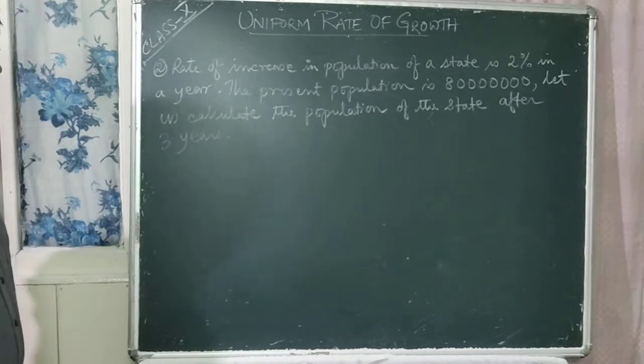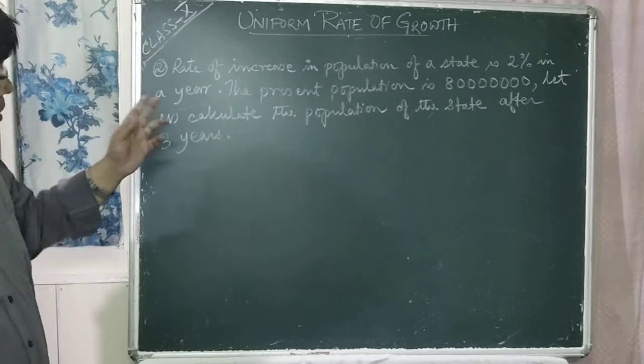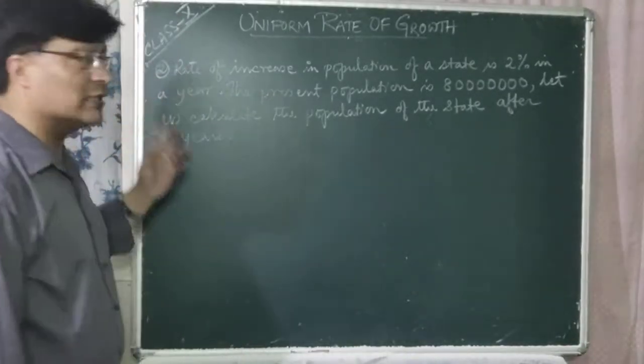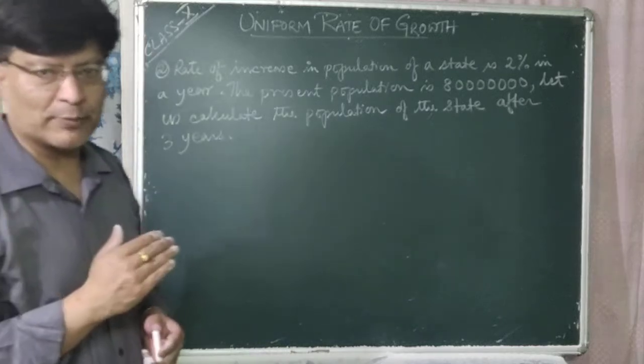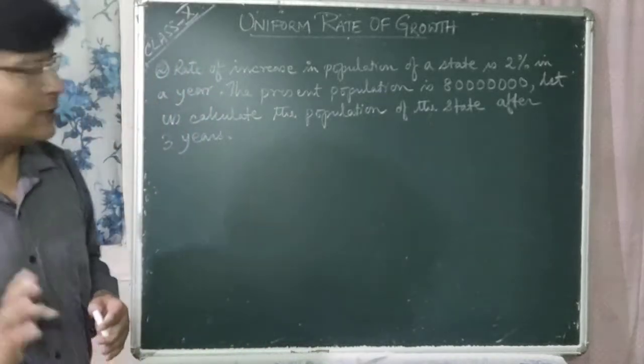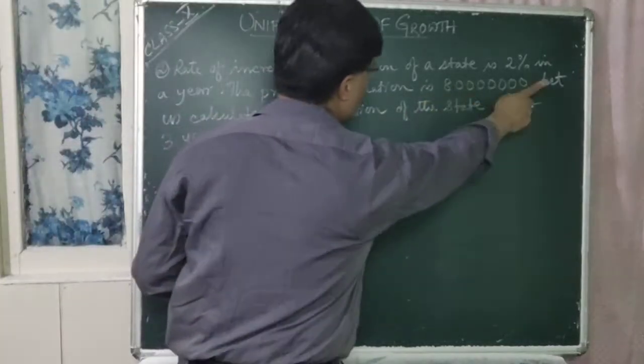So now we will do question number 2. What is question number 2 here? Rate of increase in population of a state is 2% in a year. एक वर्षमा rate of increase of population कति रहेछ? 2%, right? The present population is 8 and how many zeros are there?